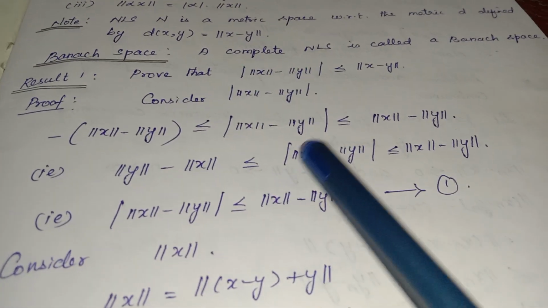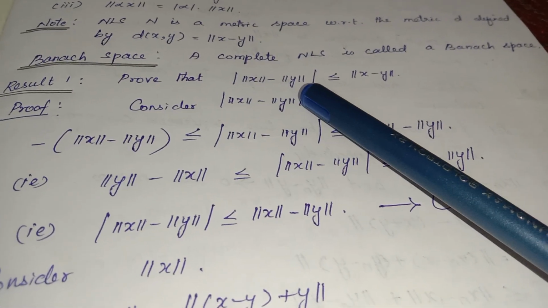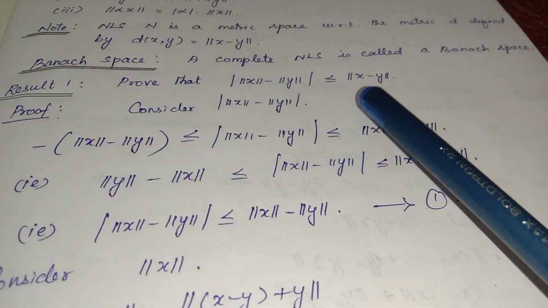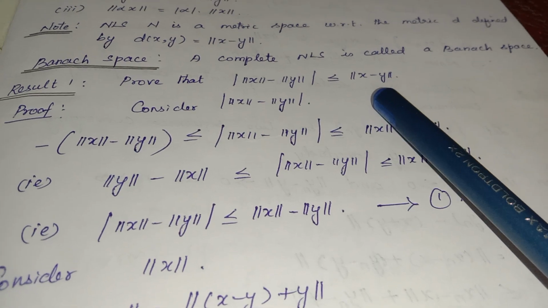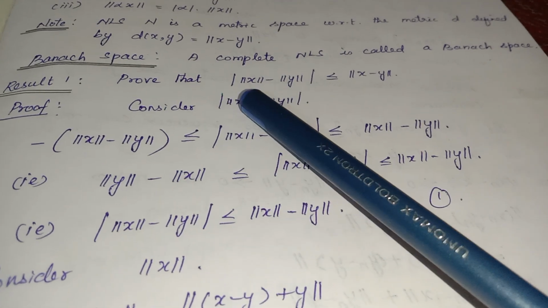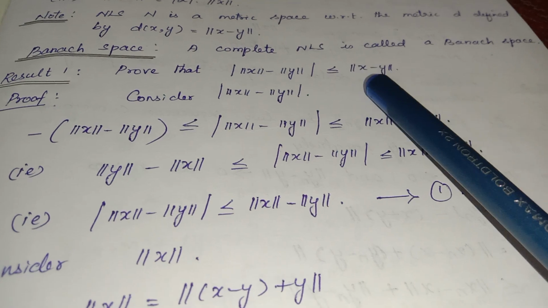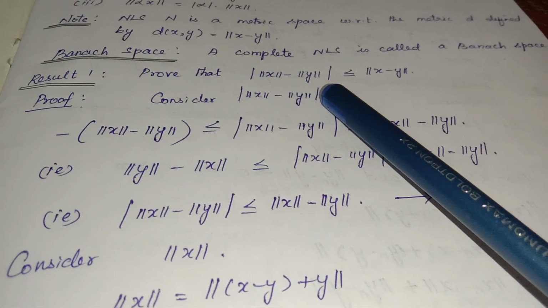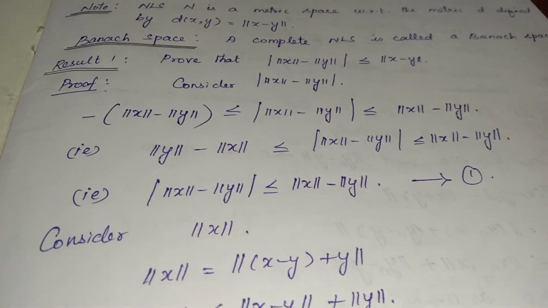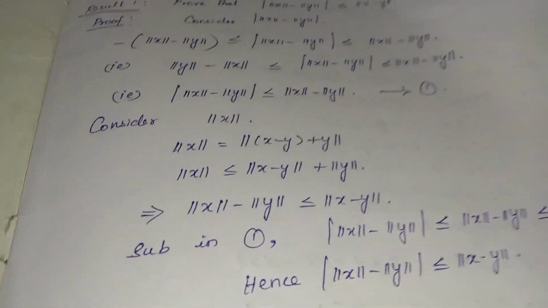Let's see some results for this norm. The first one is: modulus of norm x minus norm y is less than or equal to norm of x minus y. This is similar to the property we know for real numbers: modulus of x minus y is greater than or equal to modulus of mod x minus mod y. Here, norm of x minus y is greater than or equal to modulus of norm x minus norm y. So this is similar to the property we studied for real numbers.